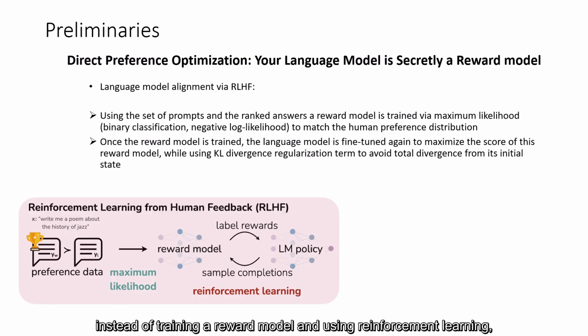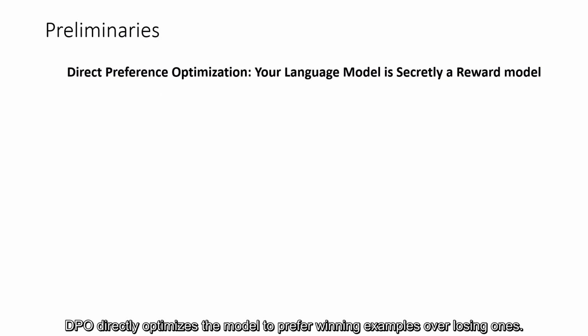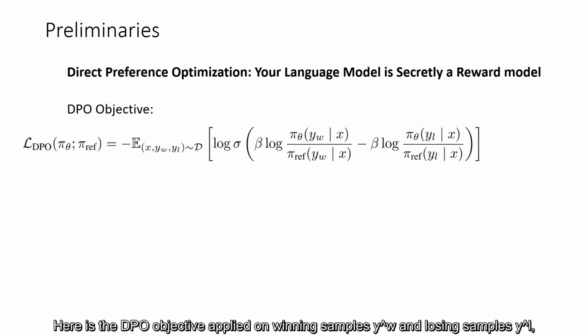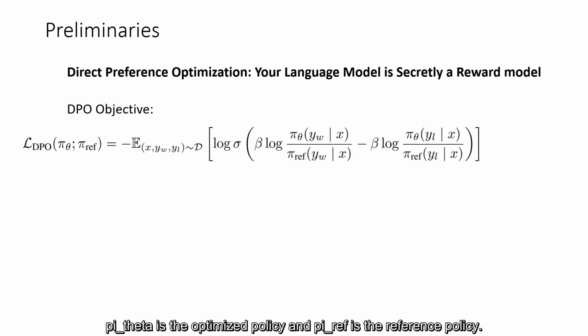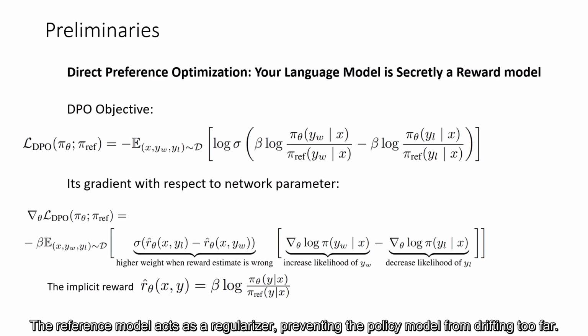Instead of training a reward model and using reinforcement learning, DPO directly optimizes the model to prefer winning examples over losing ones. Here is the DPO objective applied on winning samples I_W and losing samples I_L. Pi theta is the optimized policy and pi ref is the reference policy. The DPO objective directly optimizes the model to maximize the likelihood of the preferred responses relative to the losing responses. The reference model acts as an implicit regularizer, preventing the policy model from drifting too far.